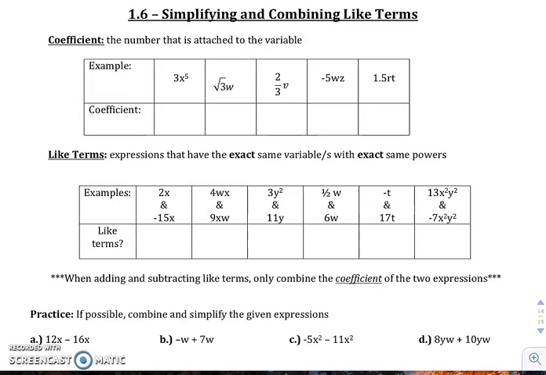So we're gonna look at combining like terms. Before you can know if two terms are like terms, you have to be able to identify the coefficient and then what's attached to the coefficient. The coefficient is the number that's attached to the variable. So the coefficient is the number.